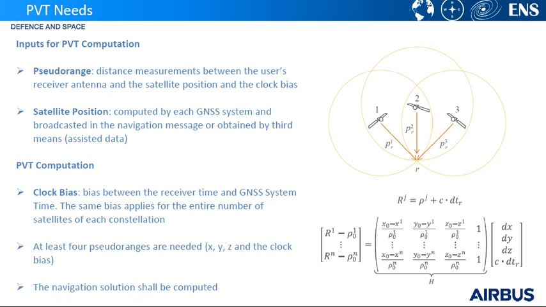In order to compute a PVT solution, the receiver needs at least 4 pseudoranges. They are needed in order to resolve 4 unknowns: X, Y, and Z coordinates and the clock bias. Clock bias is a time difference between the receiver time and the GNSS system time. The same bias applies for the entire number of satellites of each constellation.